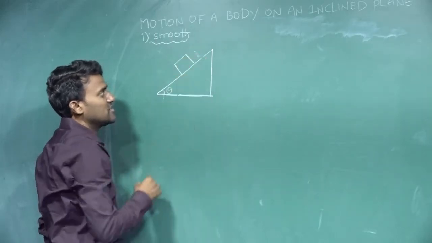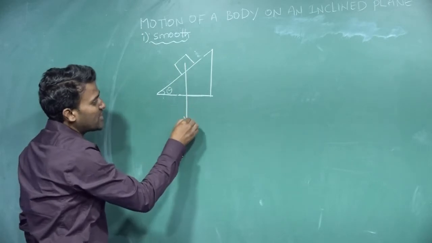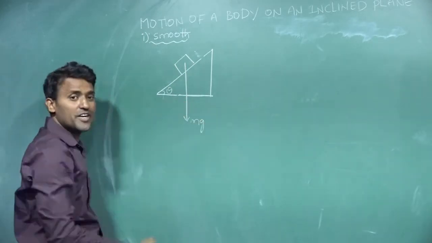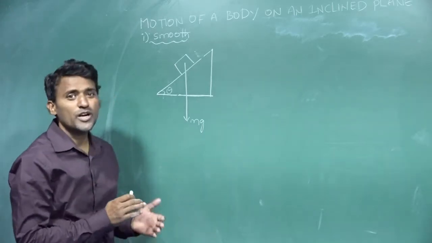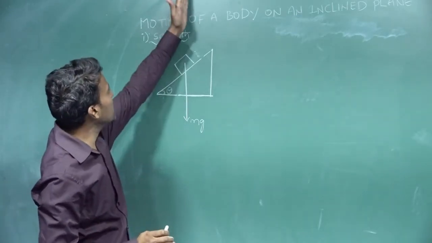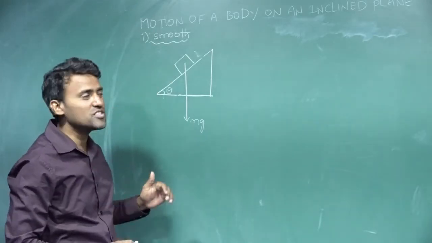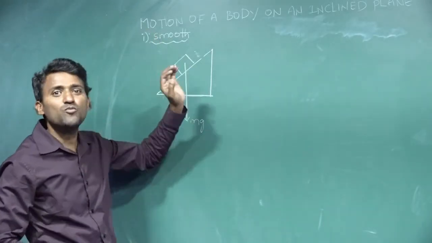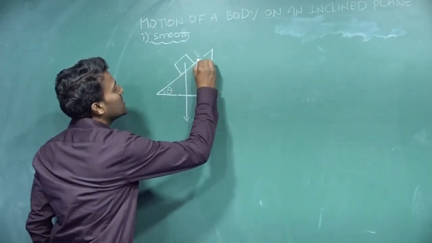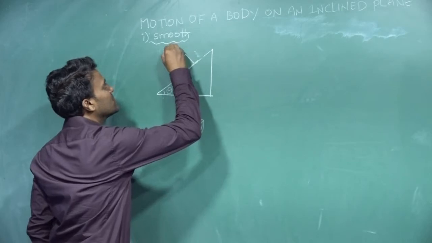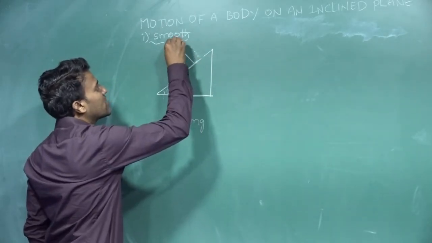Just the object is here. The weight of the object is always vertically downward. What about the normal force? Along this direction, or this, or this? The normal force is perpendicular to the plane of contact. This is the plane of contact, and perpendicular to this is the normal force, like this.